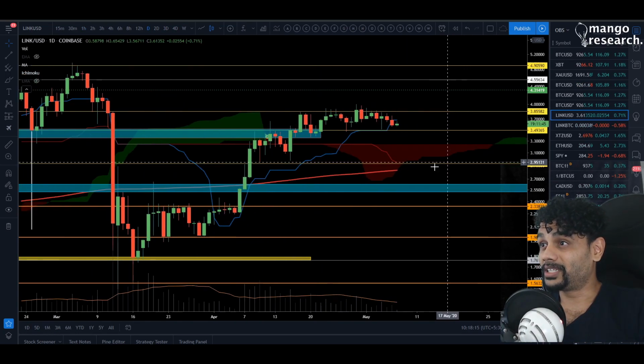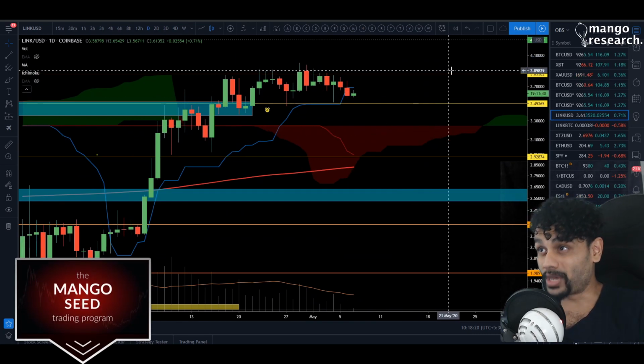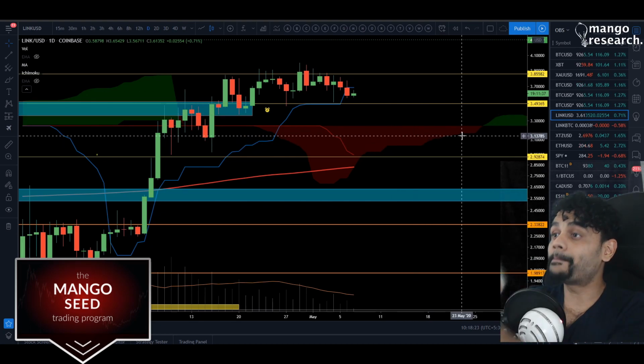It's just going sideways in this range. Yes, you can trade the top of the range, bottom of the range, top of the range, bottom of the range, until it does make a decision and break out. I'm not too interested. And remember what I'm looking for.